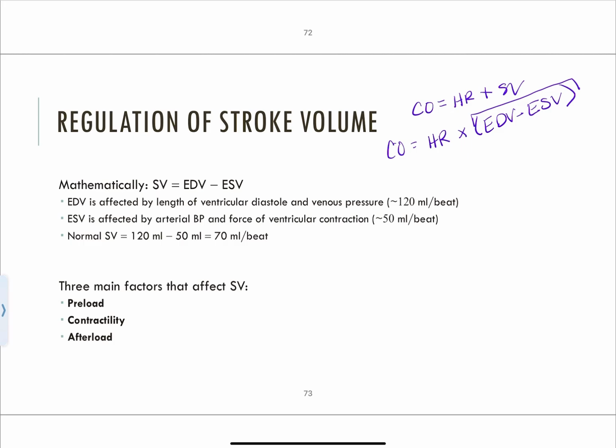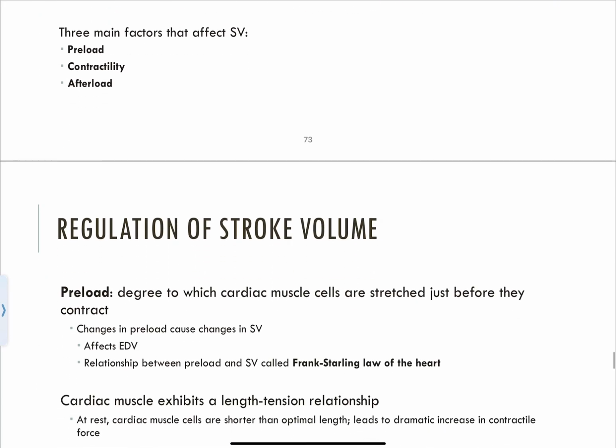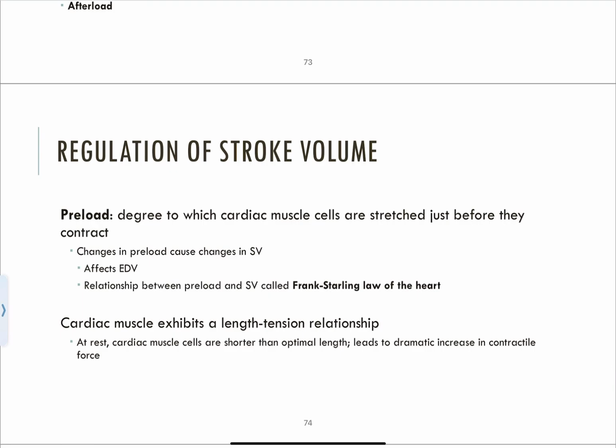A couple of things can affect how much stroke volume we have. One of them is preload. We're going to talk about all of these. Contractility, and then we also have afterload. So preload is the degree to which cardiac muscle cells are stretched. How much stretch are we allowing in these cells just before they contract? Changes in the preload cause changes in the stroke volume, and it's also going to affect the end diastolic volume. The relationship between the preload and the stroke volume is called the Frank-Starling law of the heart.